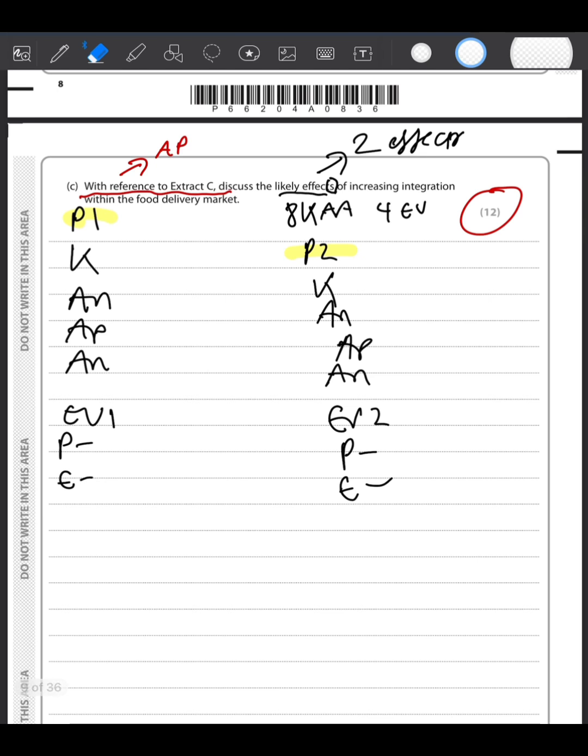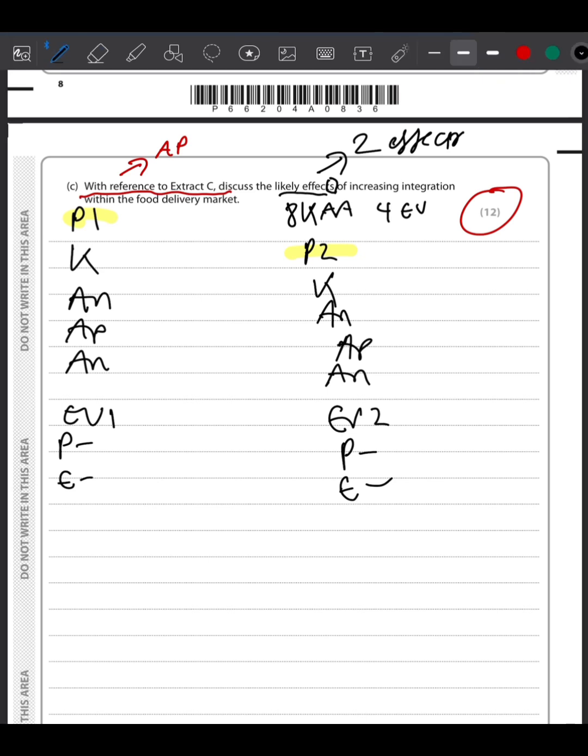So, first of all, we need to read the question again. The likely effects of increasing integration within the food delivery market. One thing I would definitely suggest is thinking in a logical manner about what integration is. We could perhaps interpret it as vertical or horizontal integration, i.e., the joining of firms. So what are the effects of firms joining up together?